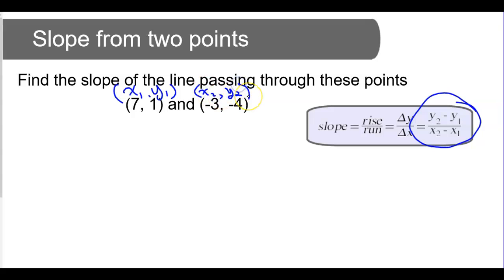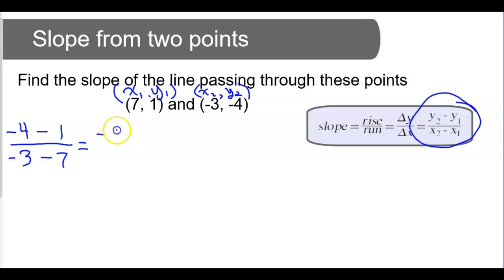But it really doesn't matter which way you label these. You'll get the same answer. So first I'm going to take y2 minus y1 in my numerator. Well, my y2 is negative 4 minus my y1, which is 1. In my denominator, it's x2 minus x1. And here's a really important point. If I chose negative 4 for my first number in the numerator, then I have to choose its corresponding coordinate, negative 3, as my first point in the denominator, and then negative 3 minus 7.